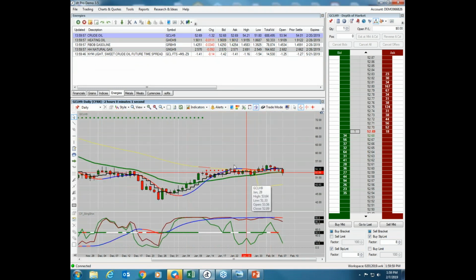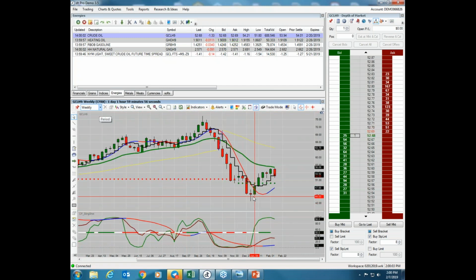We pulled back to the BBC. The weekly, we had the bearish cross. Normal thing for the market to do, gravitate toward the BBC. So maybe the crude will get to 56 before we're all said and done.